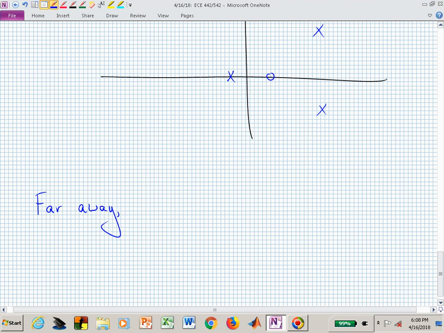But far, far away on the z-plane, we're trying to figure out the behavior. Far away, what does the pole-zero pattern that I've just sketched look like?